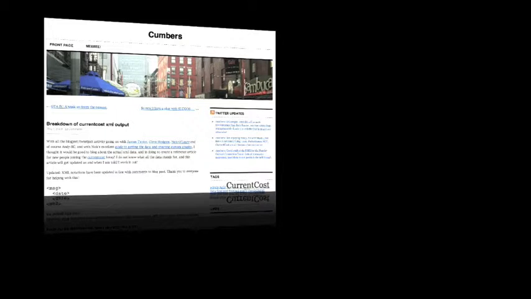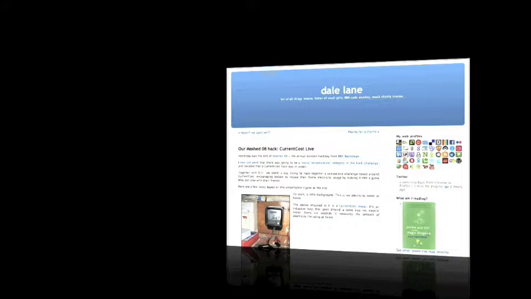Right, so I'm here with Rich Cumbers, who was part of the team that put together the CurrentCost Live application at mashup. And he's going to talk me through what this is all about. Okay, CurrentCost Live came about from obviously the CurrentCost meter.